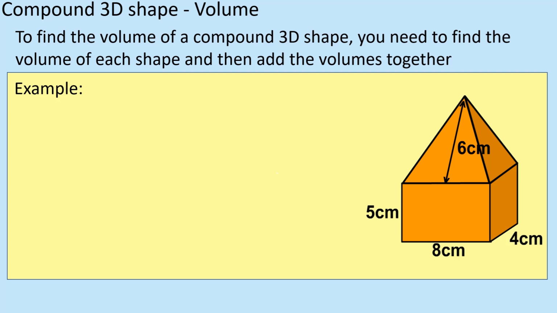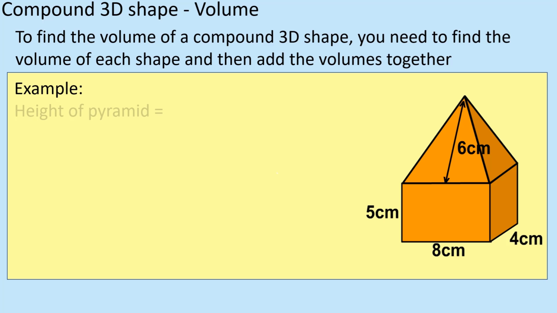Alright, so let's have a look at the example. We've got what looks like a cuboid at the bottom and then a pyramid at the top. It's not a square base, is it? Because it's not a square at the bottom. So we've got a variety of different information that we need to get from it. Alright, so first things first.